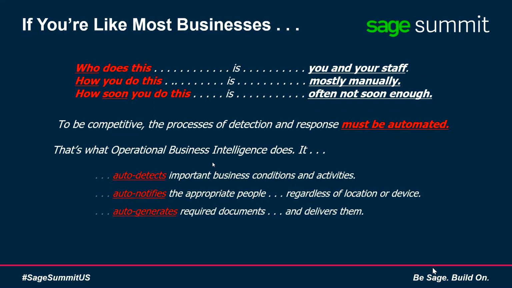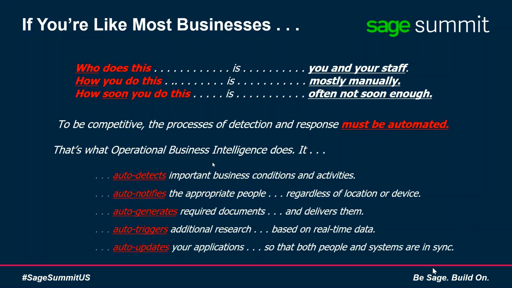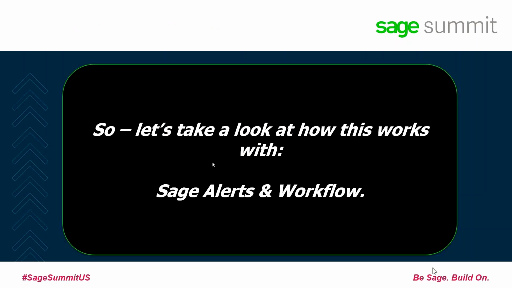It automatically generates the required documents and automatically delivers them to the appropriate people. It automatically triggers additional research, such as running that AR aging report, delivering it to the appropriate people based on real-time data. And finally, an OBI solution automatically updates your application so it can go back into Sage 300, put a past due customer on credit hold, change their payment terms, or take whatever other actions are required. So you've got a picture of how an operational business intelligence solution can work. Let's now lay out the components of it for you.